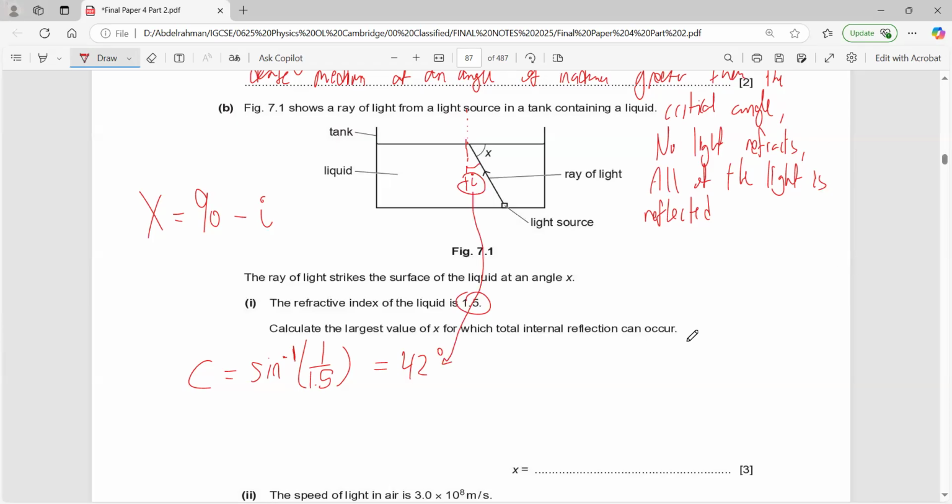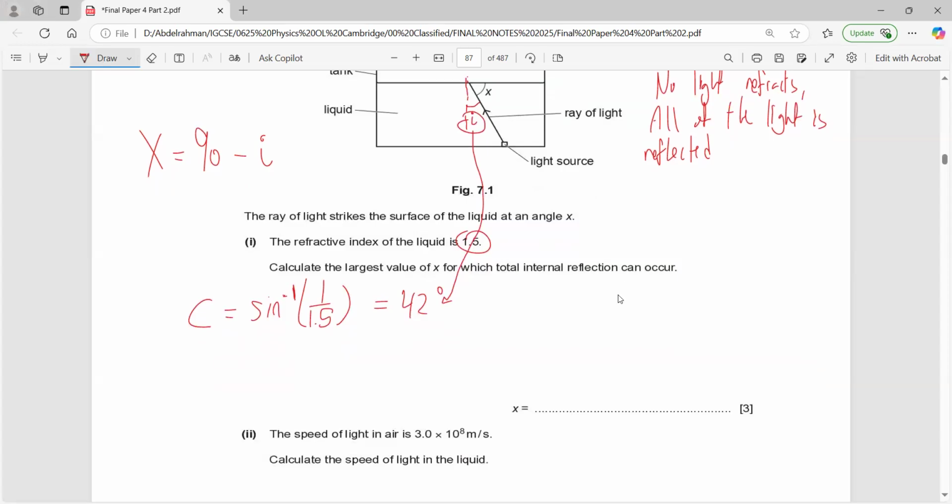Therefore, X would be equal to 90 minus 42, which is 48 degrees. Okay, 48 degrees. This is a really, really nice question, because X is not the angle of incidence. It's the complementary angle.